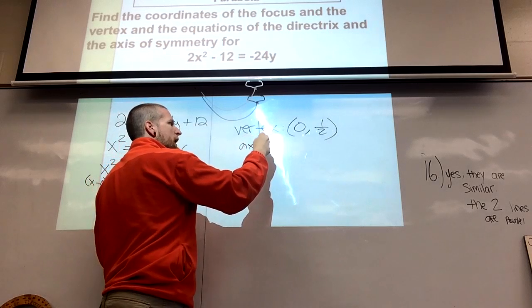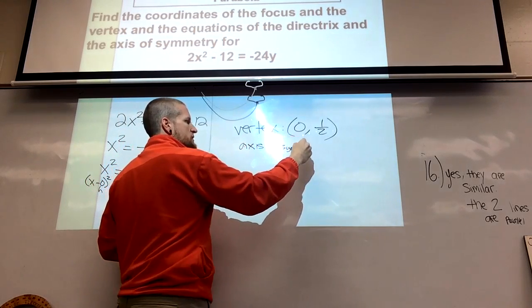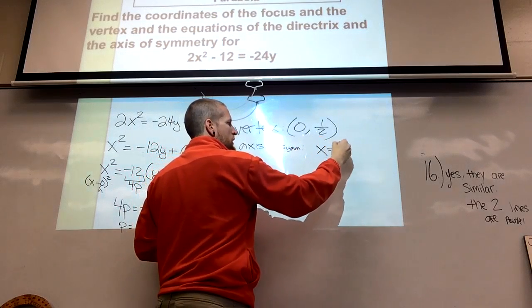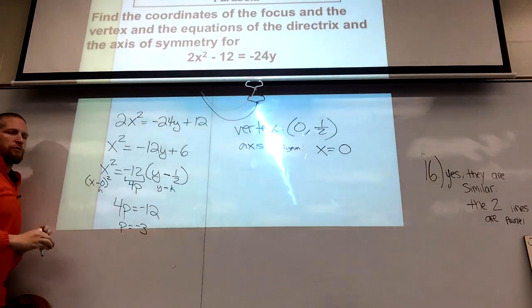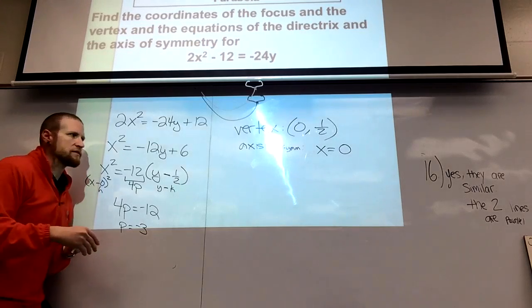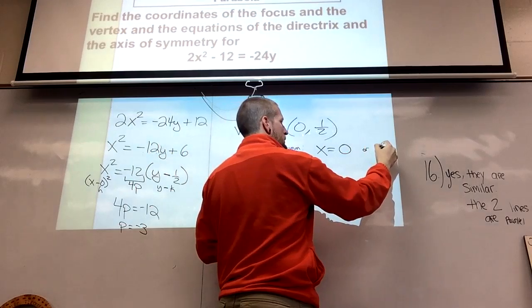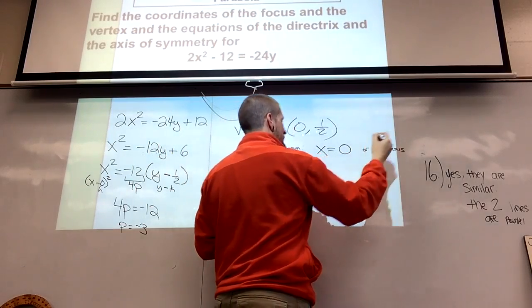Okay, also, if you've got the vertex, that means you have the axis of symmetry. The axis of symmetry is always whatever the x coordinate is in this case. So x equals 0. Or x equals 0 is the y-axis. So if you put the y-axis, it's the same thing. All right, so you can say x equals 0 or y-axis.